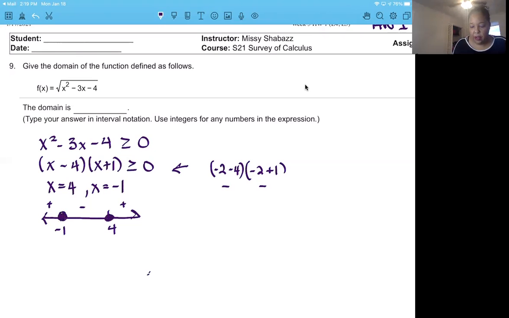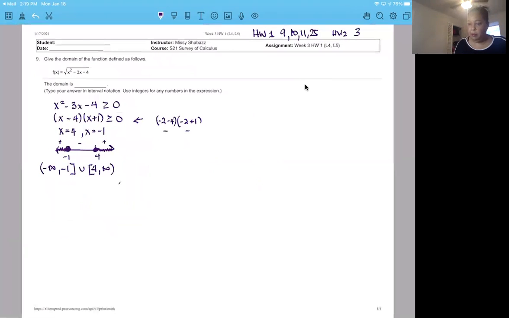And it's greater than or equal to, so I want things that are positive because positive things are greater than 0. So I want this interval and this interval. So the domain is going to be -infinity to -1, union 4 to infinity. All right, so that was number 9.